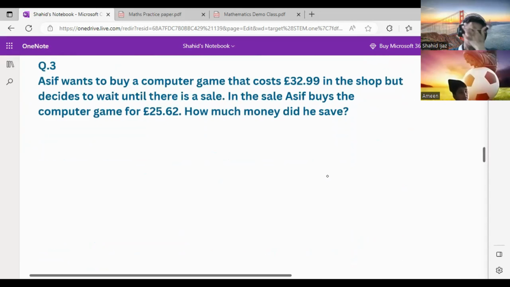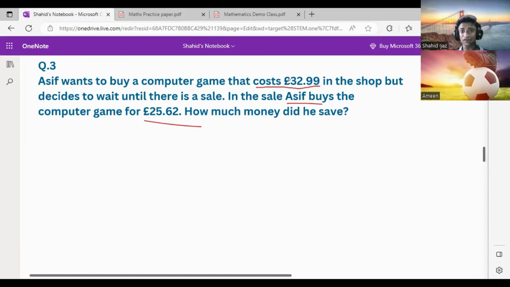The game was 32.99 in the shop, but Asif decides to wait until there is a sale. In the sale, Asif buys the computer game for 25.62. How much money did he save? I think I know how to do this. Yes. He buys the game at what cost? He buys it at 25.62.